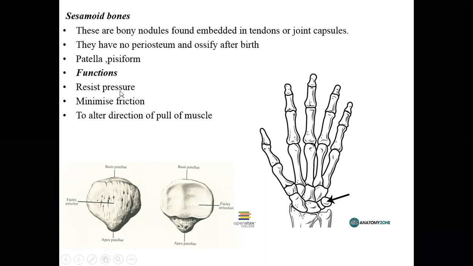Functions are resisting pressure and minimizing friction. It reduces the friction of the tendon because these are seen inside the tendon, and it also alters the direction of pull of the muscle. This happens especially in the patella. Some muscles are attached to this area, and the patella can alter the pull of the muscle, or increase the effectiveness of the muscle. You can understand this better when we see the lower limb.